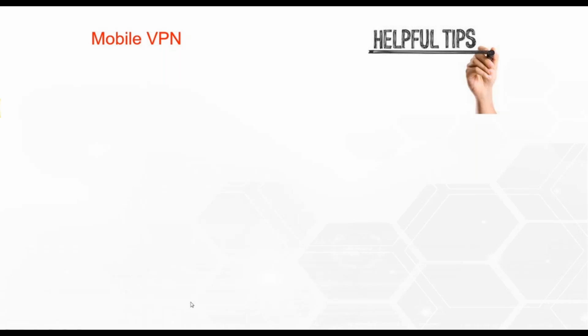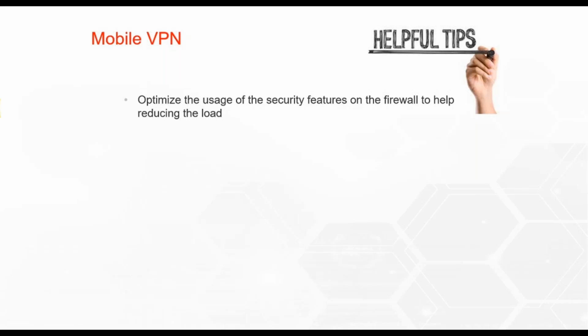Some helpful tips related to mobile VPN on how to improve its performance. First of all, optimize the usage of security features in the firewall to help reduce the load. Try to reevaluate the configuration of the firewall depending on the environment. Try to use a split tunnel option to make sure that only the traffic that needs to go through the firewall is handled by the firewall. Try to use UDP for the data channel instead of TCP.